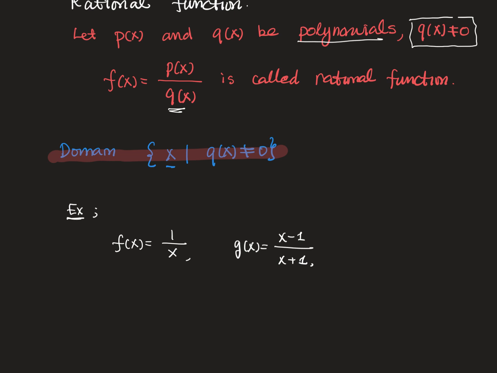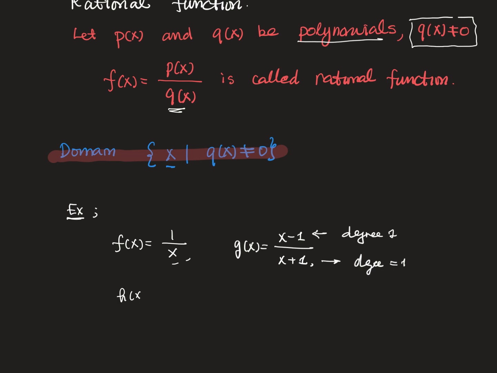A rational function looks like this: f of x equals 1 over x. The numerator 1 is a constant, which we also say is a polynomial, okay? The denominator x is a polynomial of degree 1, a linear function, right? Let's do one more, guys.